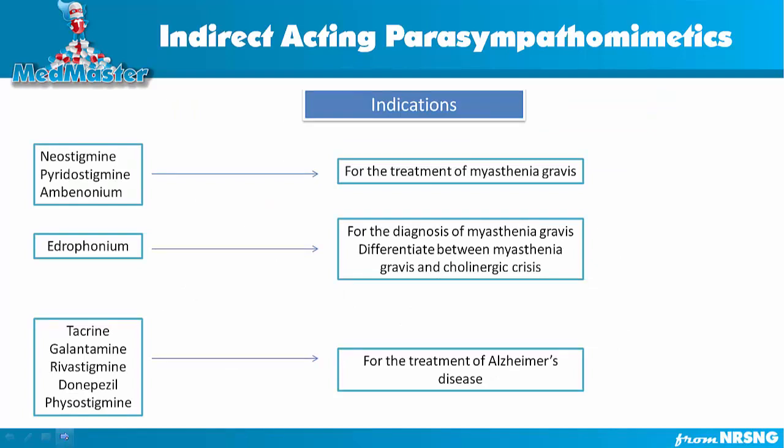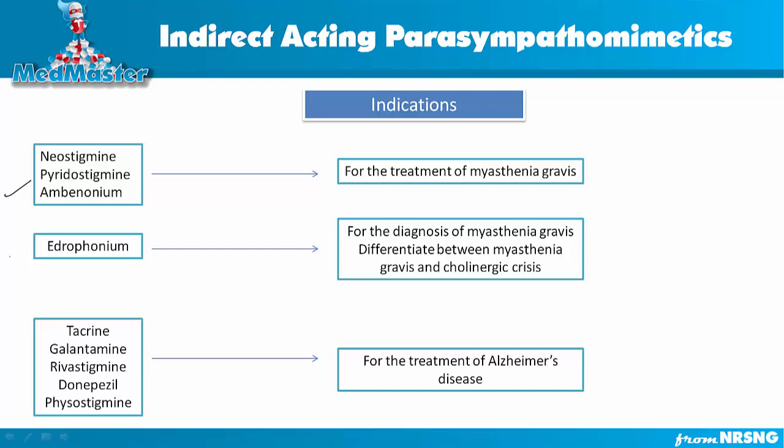Let's talk about what medications are in this class and what the indications are. Let's talk about the first three right here: neostigmine, pyridostigmine, and ambenonium. These medications are used for the treatment of myasthenia gravis. If you remember, myasthenia gravis is basically a breakdown of acetylcholine receptors, so a decrease in acetylcholine activity. So these drugs can be used to increase the acetylcholine effect in myasthenia gravis.